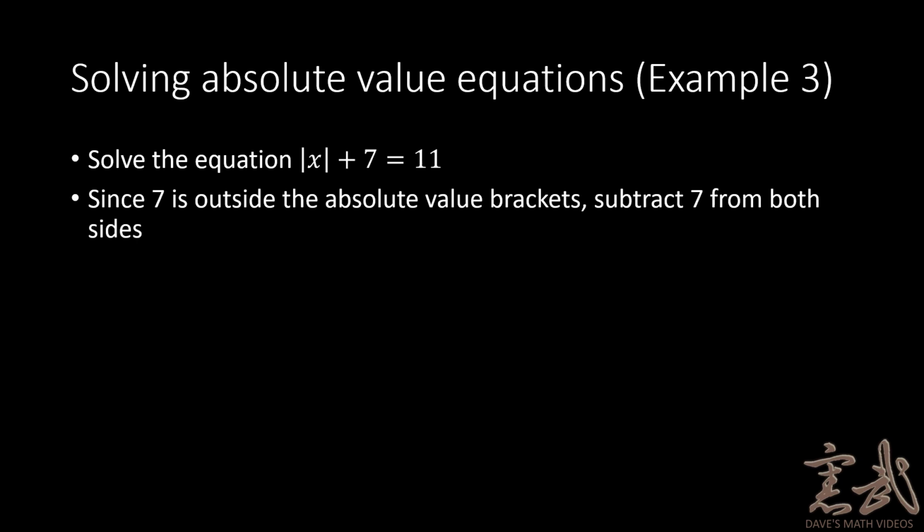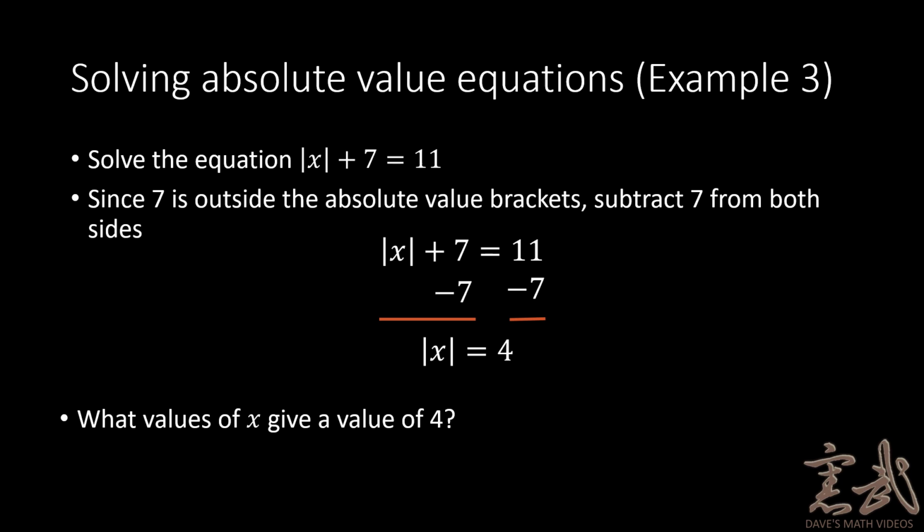Moving on, let's look at another example. In this one, we want to solve the equation the absolute value of x plus 7 is equal to 11. Since 7 is outside the absolute value brackets, we will subtract 7 from both sides. And we will get the absolute value of x is equal to 4. And again, we will think about what values of x can give a value of 4. And the values of x that give an absolute value of 4 are negative 4 and positive 4.